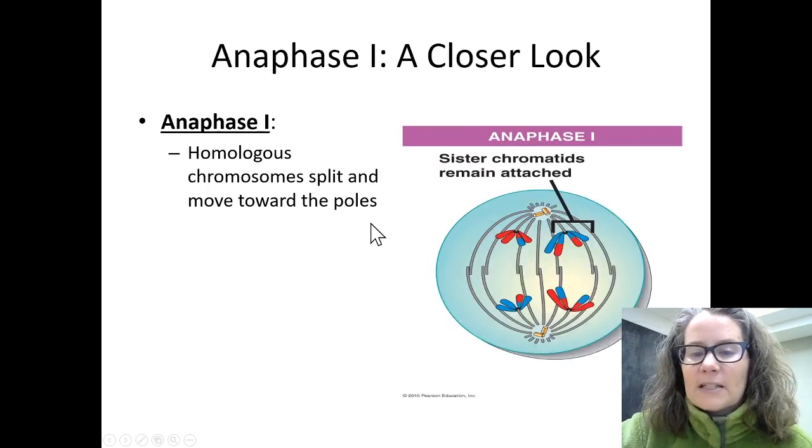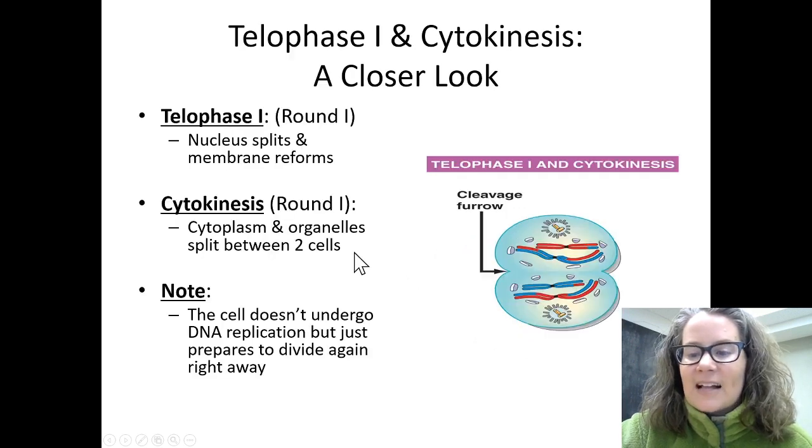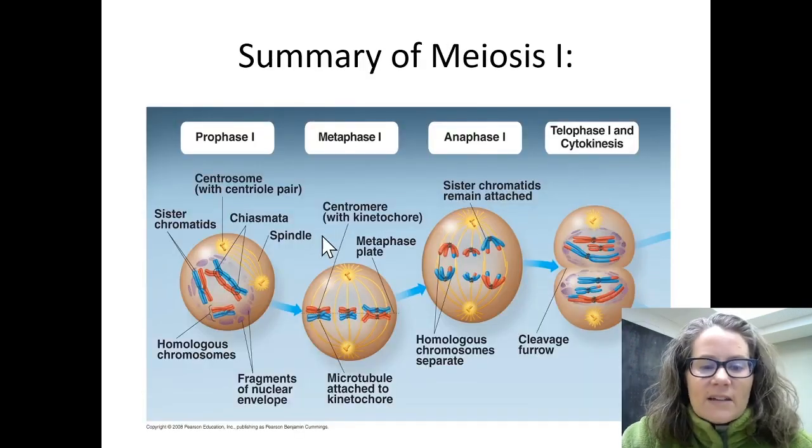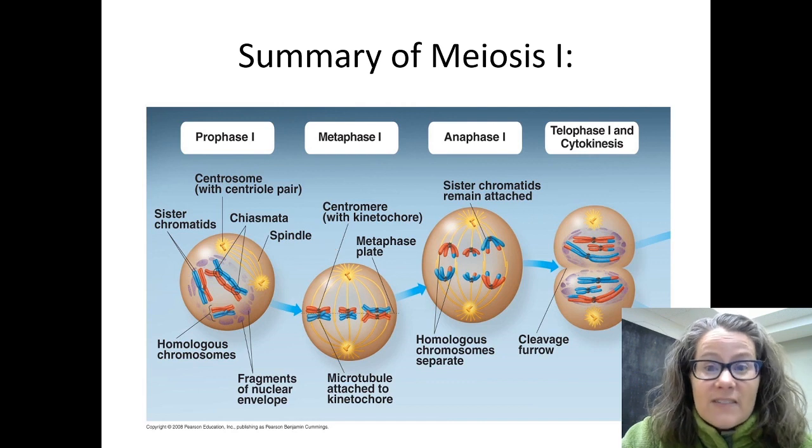Anaphase 1, your homologous chromosomes are going to split, and so those tetrads split so that one of the homologous sets gets pulled to one end of the cell and the other goes to the opposite end of the cell. In telophase 1, your nuclear membrane is going to return, and cytokinesis, the rest of the cell contents will pinch off. In meiosis 1, we have several things that happen that are pretty different than what we saw in mitosis and pretty different from the second round of meiosis as well.